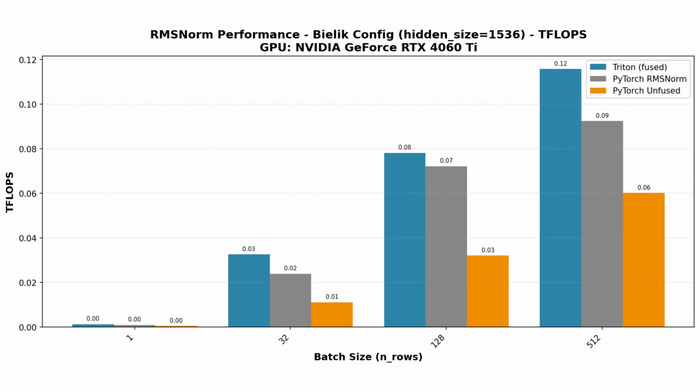Finally, look at the compute. We are pushing a fraction of a single teraflop on a 22 teraflops GPU. The math is free. This operation is 100% memory bound, which is exactly why fusion is mandatory.